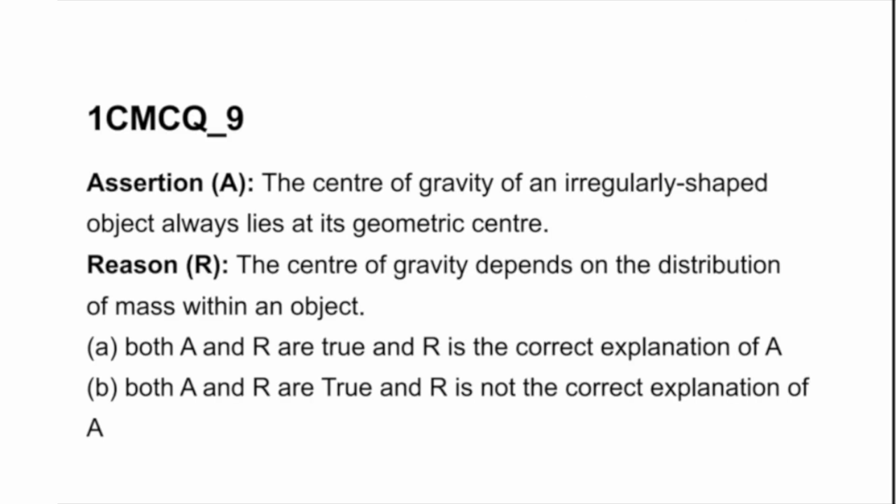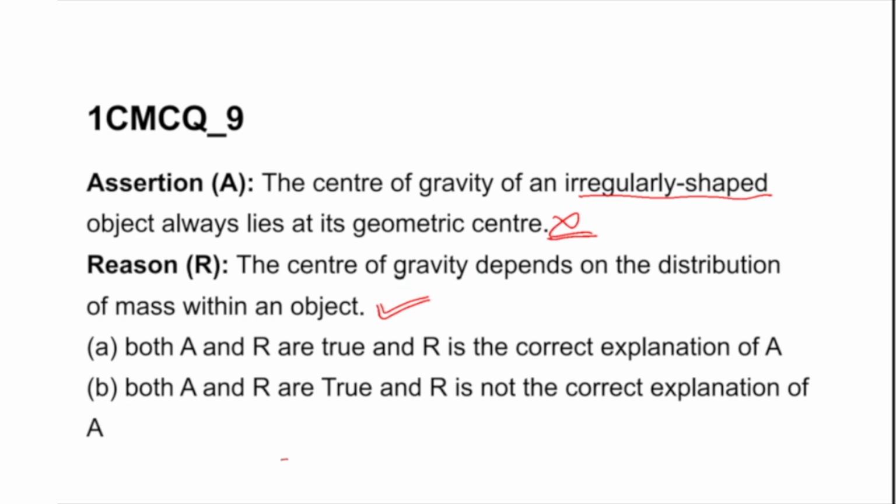Let's go to the ninth assertion. The center of gravity of an irregularly shaped object always lies at its geometrical center. No, the center of gravity depends on the distribution of mass within an object. Yes, it depends on the distribution of mass, but it cannot be surely for irregularly shaped objects. It will not always be at the geometrical center. So this assertion is wrong, but the reason is correct because the center of gravity depends on the distribution of mass within an object.